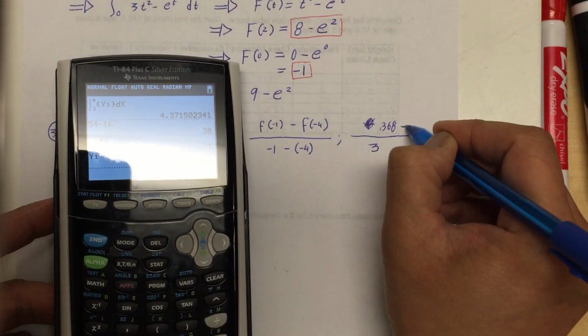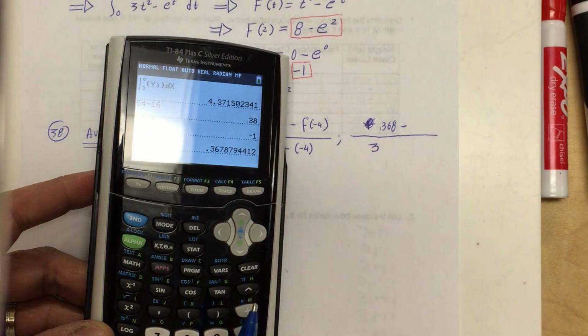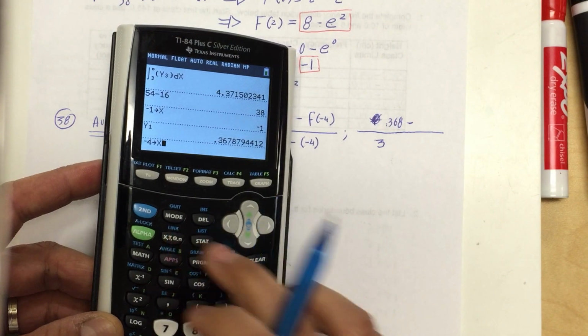Let's subtract that too, and let's try to find the second guy. So the next thing we need to do is take -4, and store it for the letter x again.